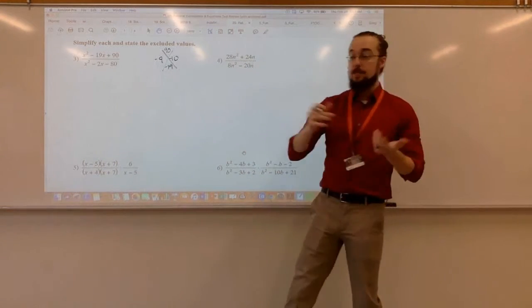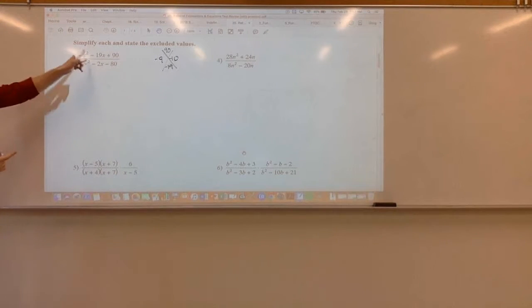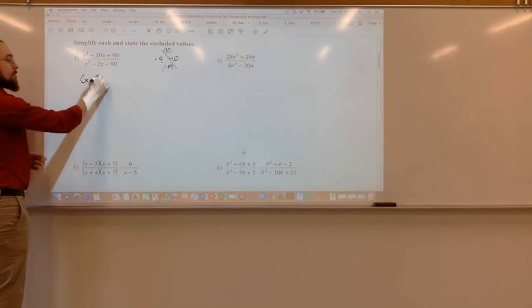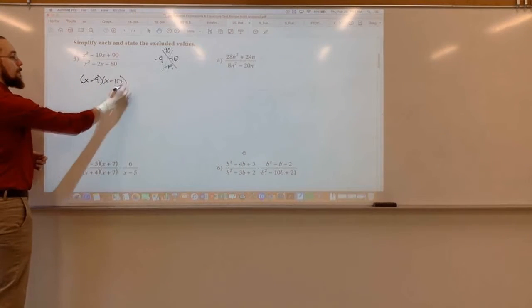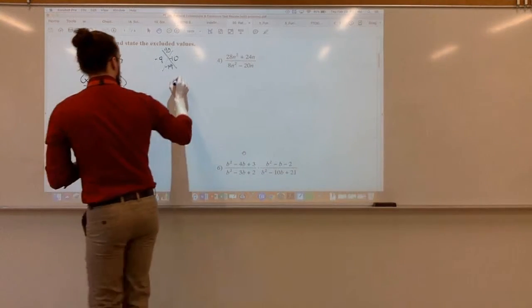Negative 9 times negative 10 is positive 90. Adding them, we would get negative 19. Now, my leading coefficient is 1, so those are my factors. Right? x minus 9 and x minus 10. Then let's factor the bottom.